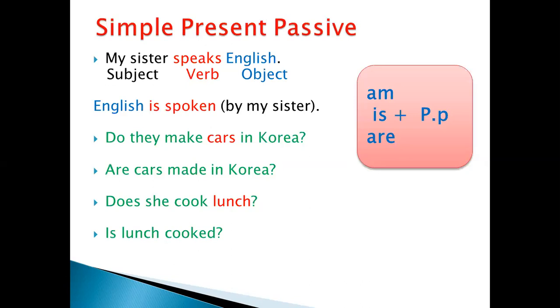The last example. Does she cook lunch? Okay, what is the subject? The subject, someone said she. Excellent. What is the verb? The verb is cook. What is the object? The object is lunch. Great. Okay, step number two.